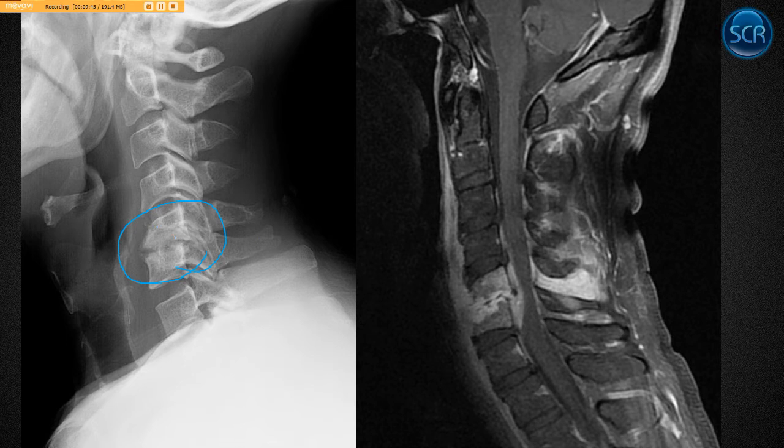This would be kind of an intermediate stage. Early on would just be loss of disc height, maybe a little irregularity. Now we've got destruction, complete loss of disc height, and eventually it's going to collapse these vertebral bodies if left untreated.